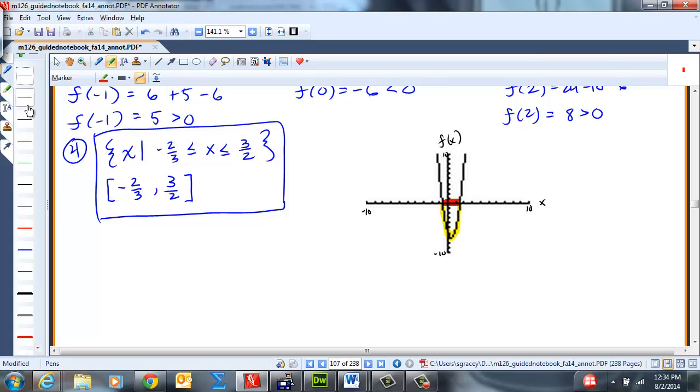So our zeros were here and here. I'm just going to write it as x is equal to negative 2/3. This here, x is equal to 3/2. And this interval right here is the interval we found, negative 2/3 to 3/2. Okay?